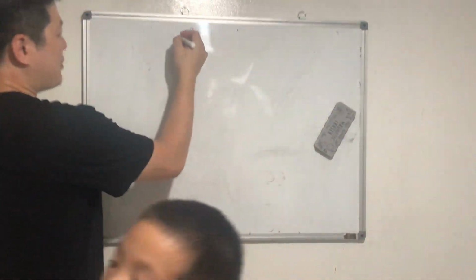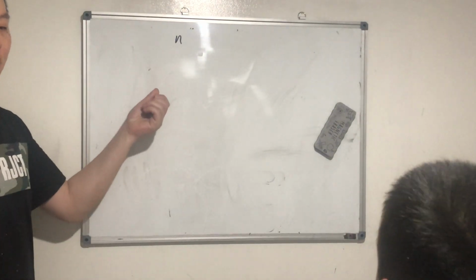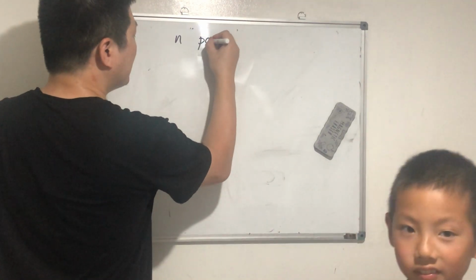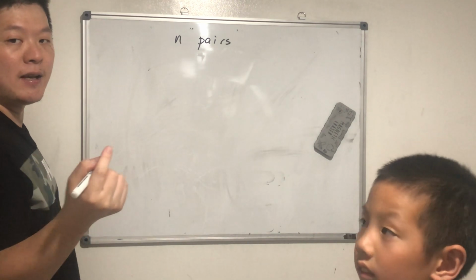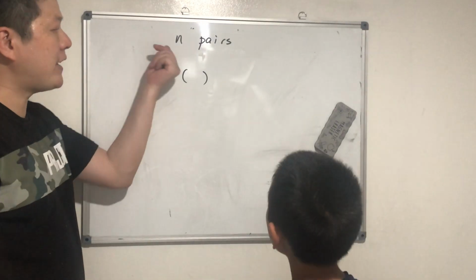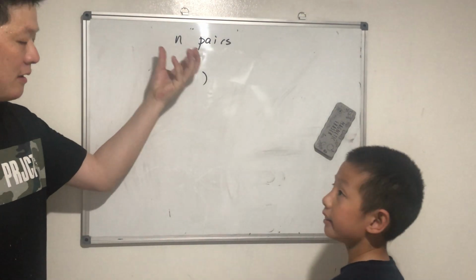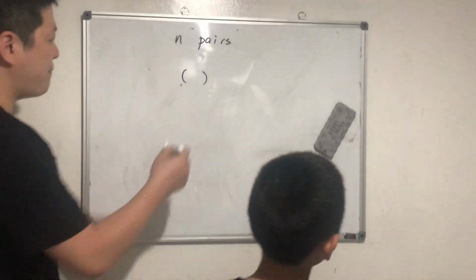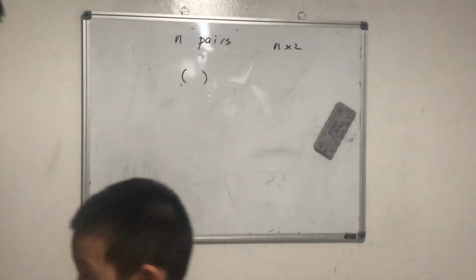So today's task is something similar. Given an integer n, we want to find out how many ways we can generate a valid parenthesis string that contains n pairs. Remember, it's n pairs. When n equals 1, a pair is this, a valid parenthesis. Given n pairs, what's the length of the string? It's n times 2, because each pair contains 2.